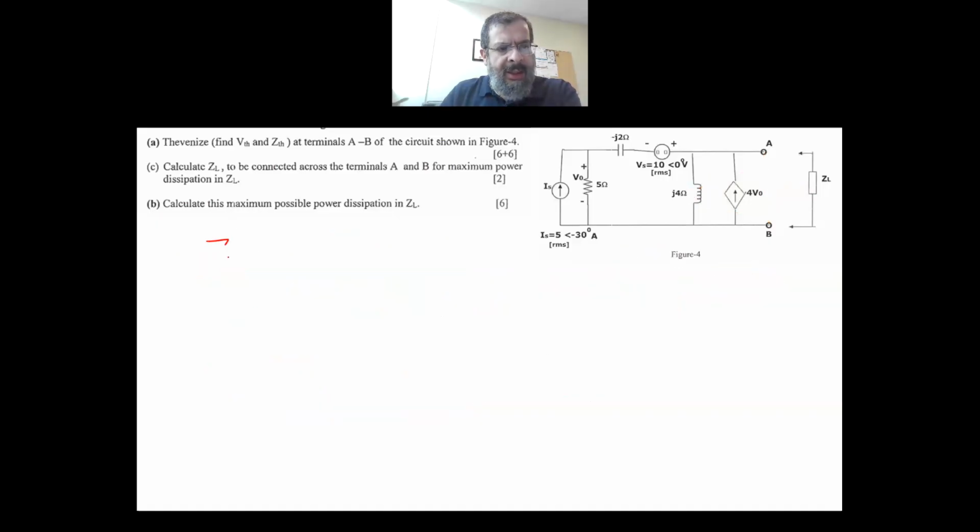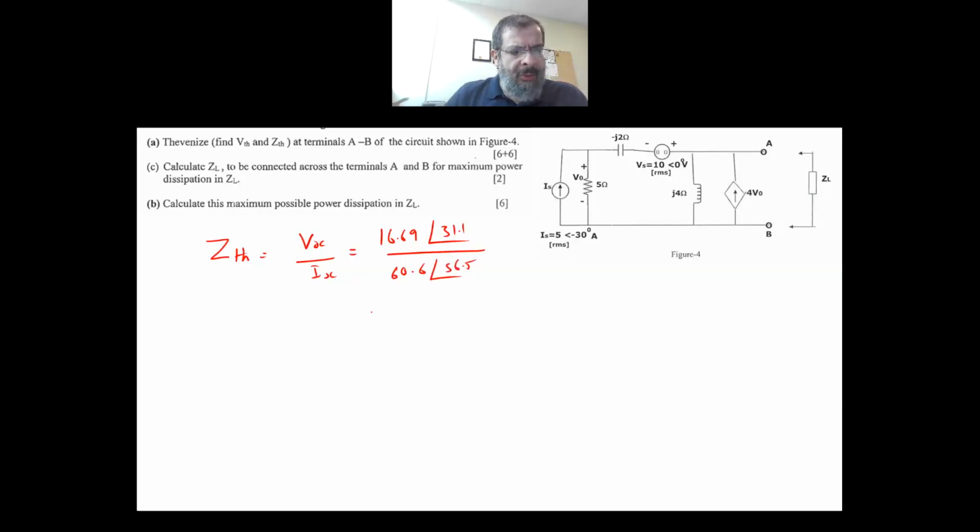Basically, my Z Thevenin is equal to V open circuit divided by I short circuit, which is equal to 16.69 angle of 31.1 divided by 60.6 angle of 56.5, and this will give me 0.0115 plus J0.275 ohm. And that is basically the first part.